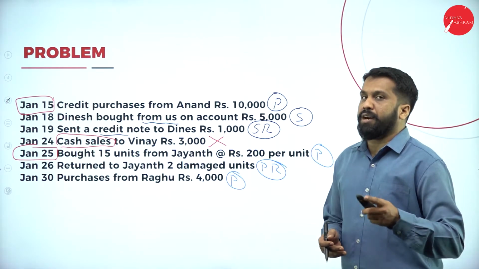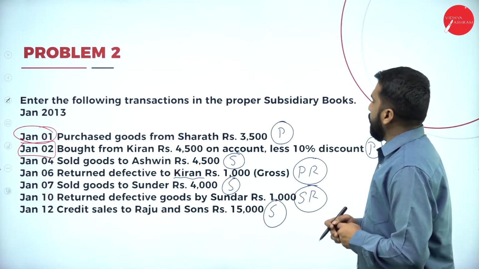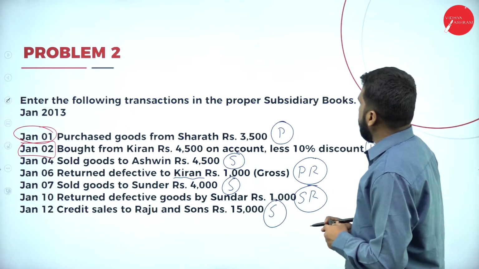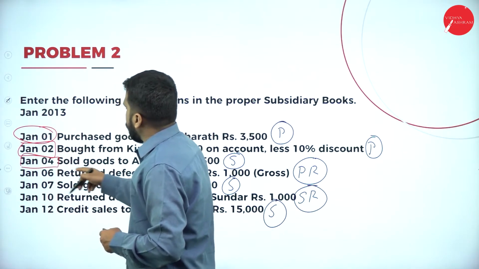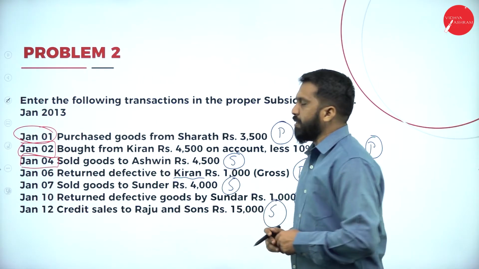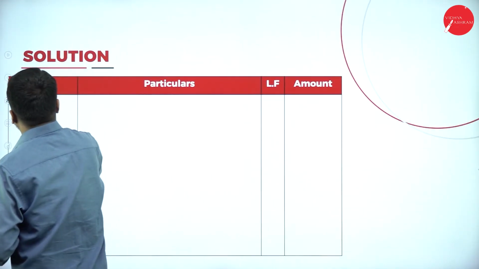Again, we'll go back to your sales book. Now, is there anywhere sales book here? Yes, the third one, January 4th. Sold goods to Ashwini 4,500. January 4th.